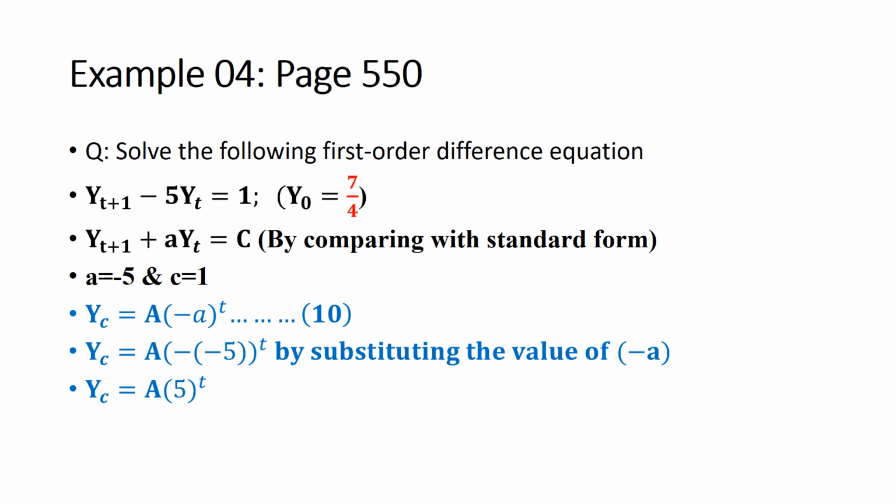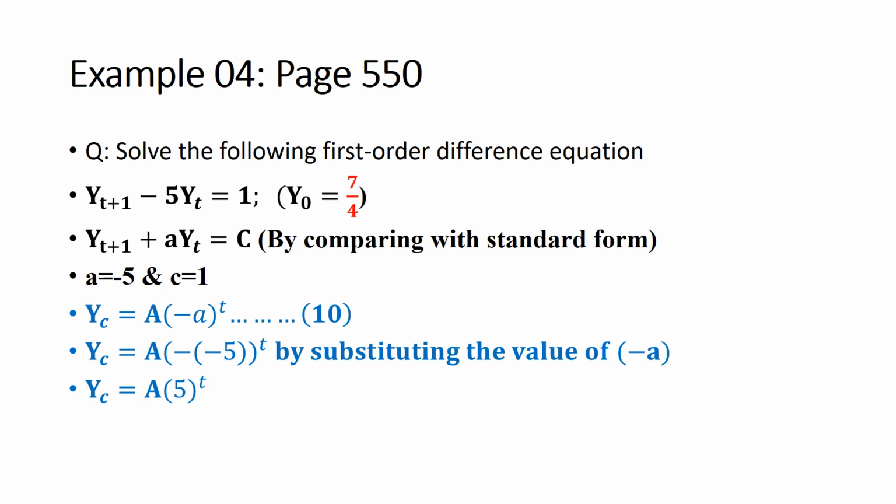So how do we solve it? There is a very easy method. First of all, in the first step, we take the standard form of the first order difference equation. So it is yt plus 1 plus ayt is equal to c. Compare both equations, the question and the standard form, to get the values of a and c. By comparing with the standard form, we get a is equal to minus 5 and c is equal to 1. This is the first step.